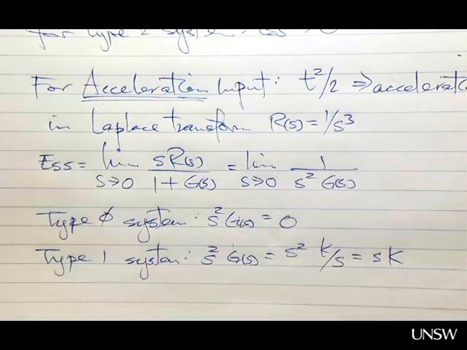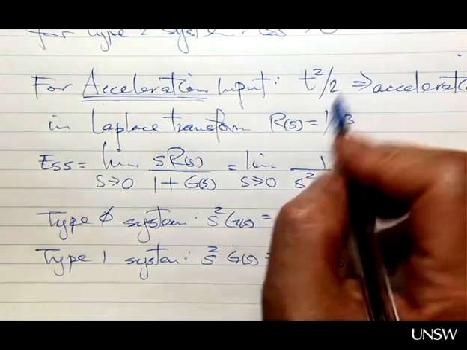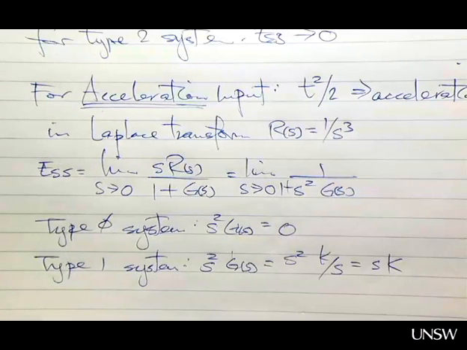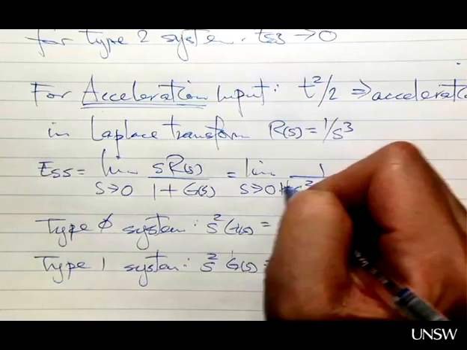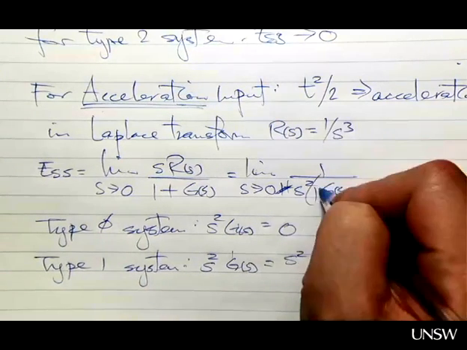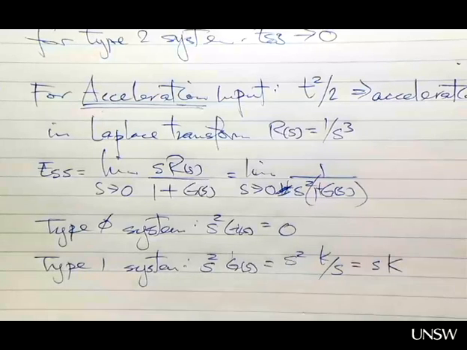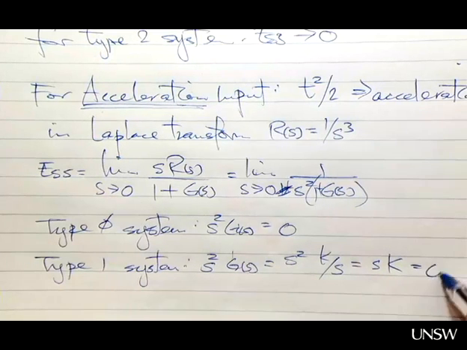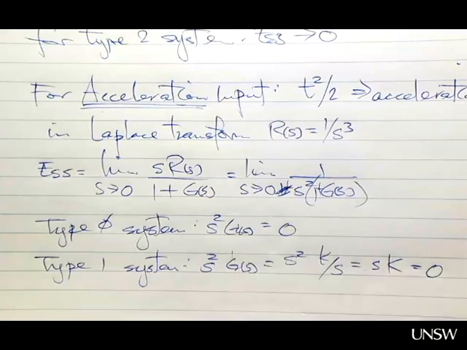For this one, let me see. Okay, it should be 1 plus s G, s squared bracket 1 plus G. Yeah, thank you for that. So for the type 1 system, we have this, and it also goes to 0 when s is 0.